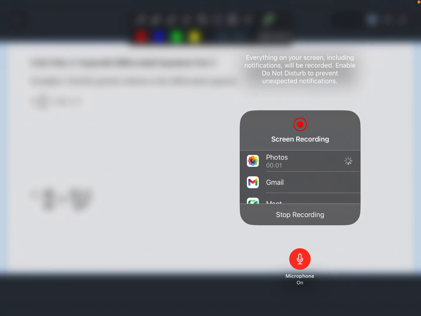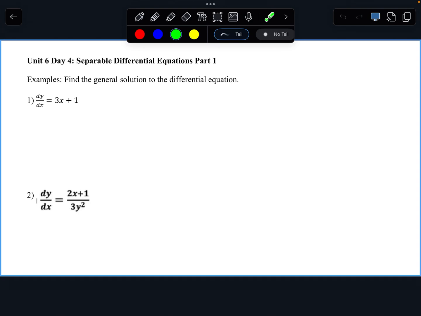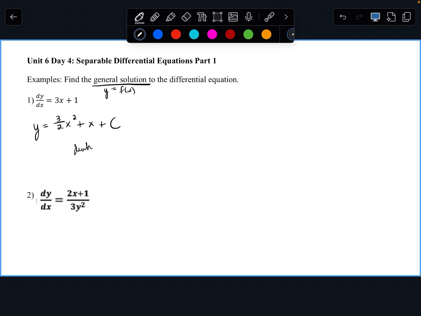If they told me to find the value of y, the general solution, people forget what this means. This means find y, or f of x, your original equation. That's what that means. So for this one, I would just do a normal antiderivative, I wouldn't go too crazy with it. You just do a normal antiderivative with the plus c.